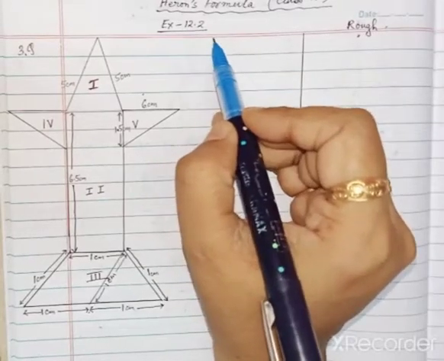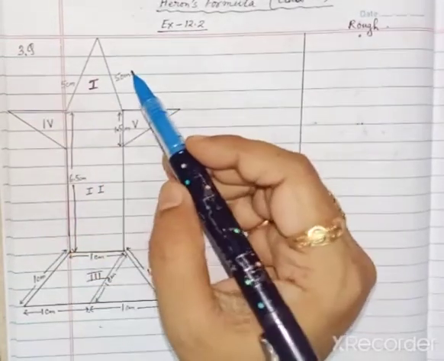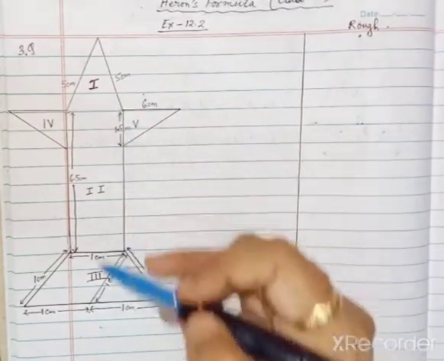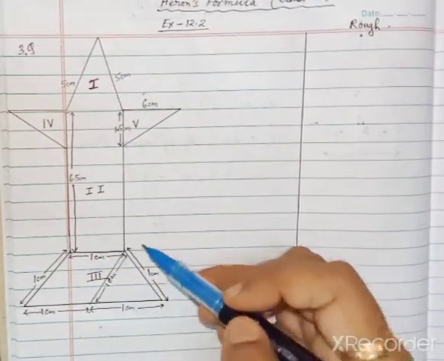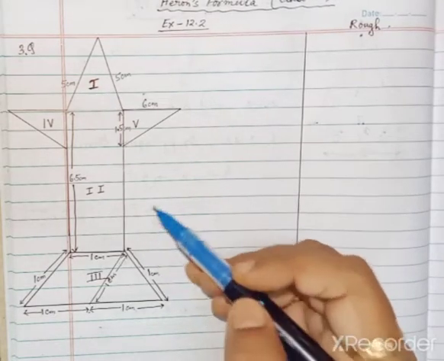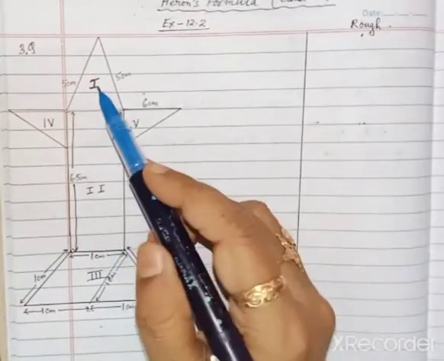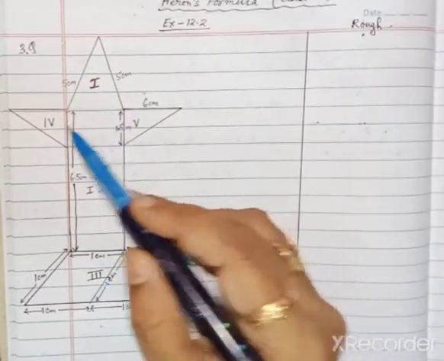Exercise 12.2, question number 3. According to this question, Radha made a picture of an aeroplane with colored paper as shown in the figure, and we have to find out the total area of the paper used. So this aeroplane figure is divided into 5 parts: part 1, part 2, part 3, part 4 and part 5.